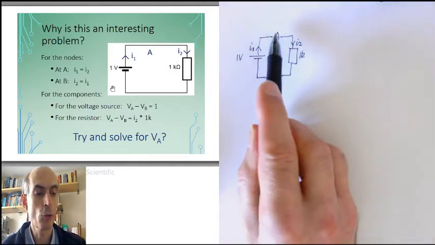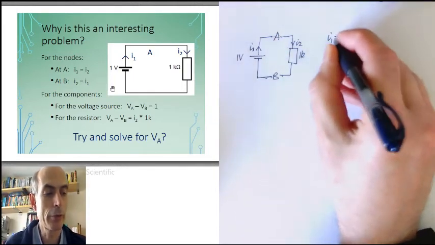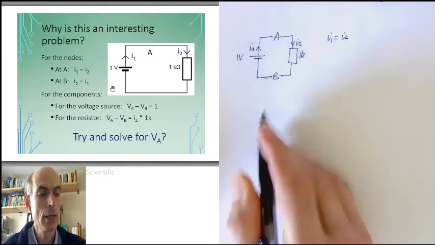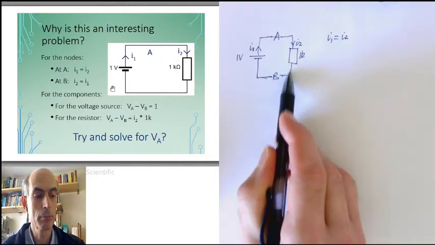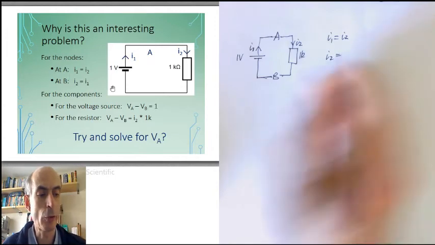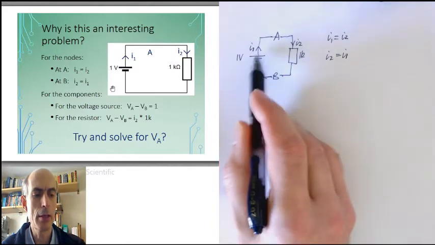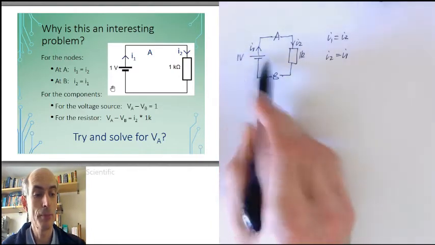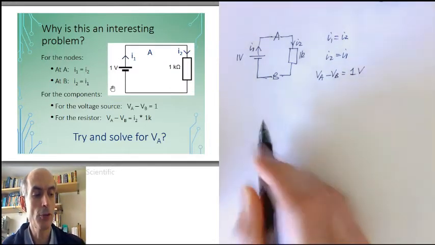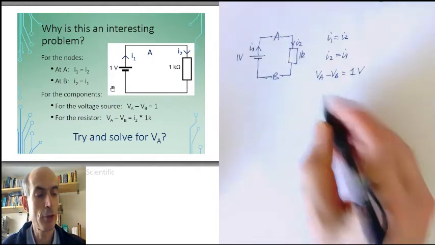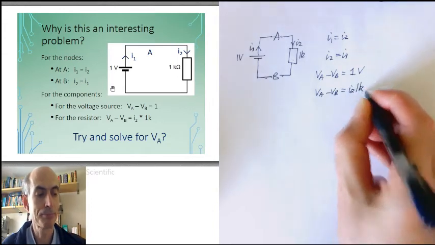Applying Kirchhoff's current law to node A would just tell us that the current in, I1, equals the current out, I2. And applying Kirchhoff's current law to this node B would tell us that the current going in, I2, is equal to the current going out, I1. We'll also have to apply the characteristic of a voltage source to tell us that VA minus VB is 1 volt, and Ohm's law to this resistor, which would tell us that VA minus VB is I2 times 1K.